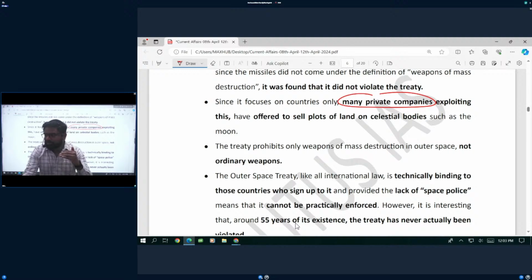So what is every country trying to do? Push their private corporations. If they reach some area and claim it, there is no legality over there. So this is a loophole. It will be covered, don't worry, after some time.